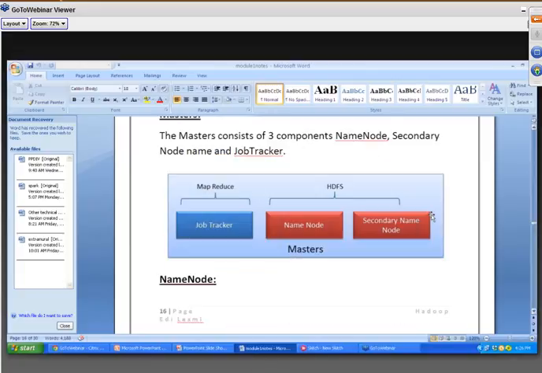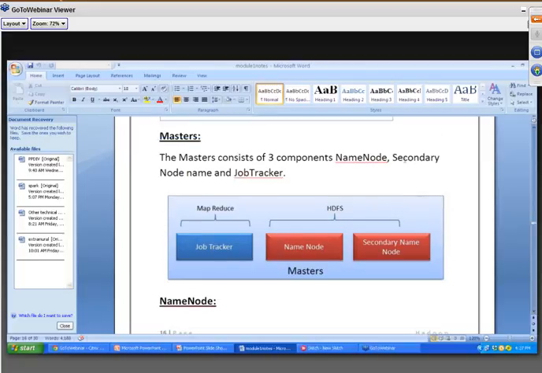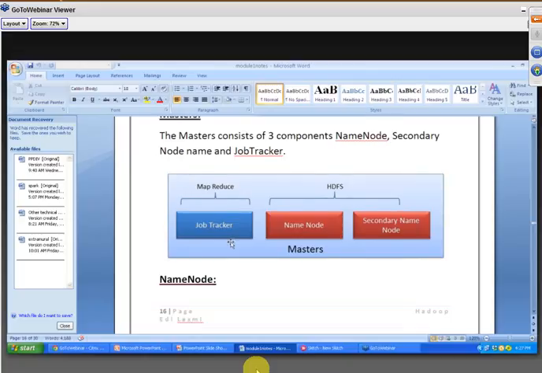Coming to the master node, it consists of three things: name node, secondary name node, right, and job tracker. The job tracker is for the purpose of writing the MapReduce job. For the slave nodes, two daemons will be running. What is that? Data node and task tracker. Data node keeps the data, and task tracker performs the task. How is the task going to be performed? With the help of MapReduce coding.